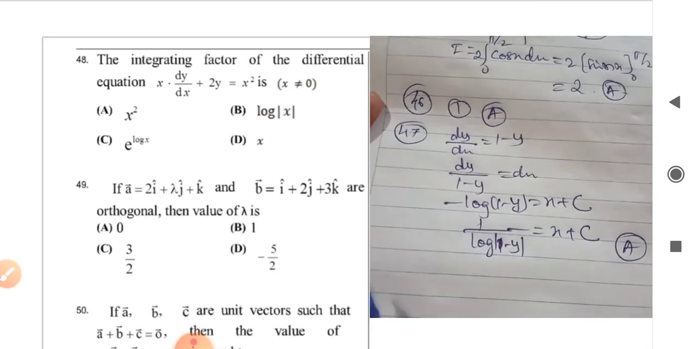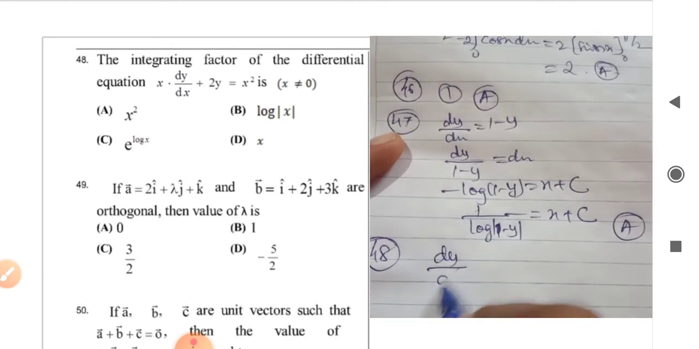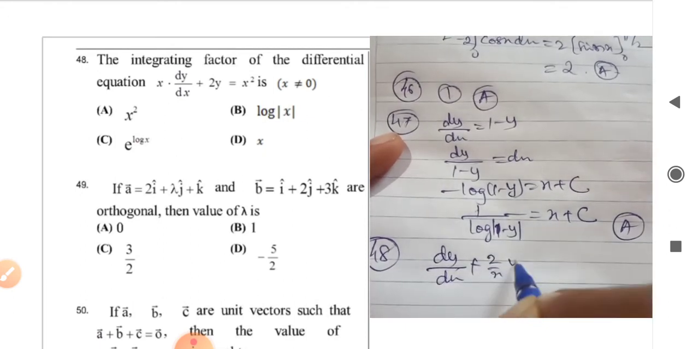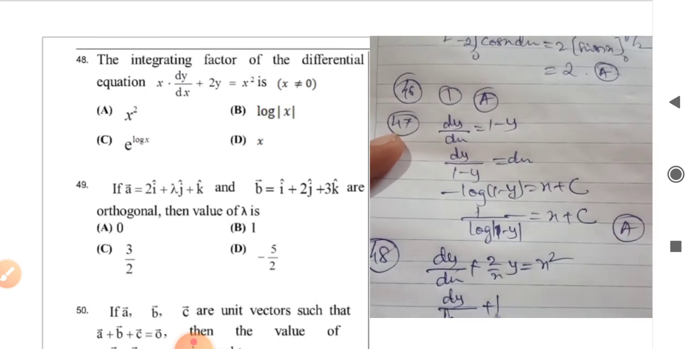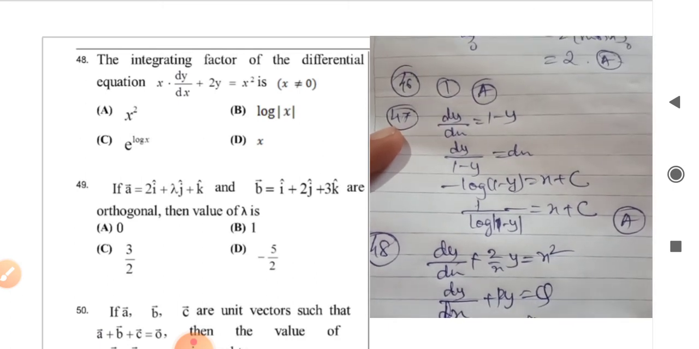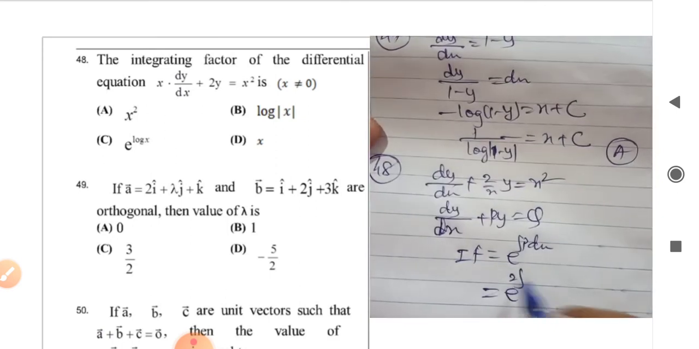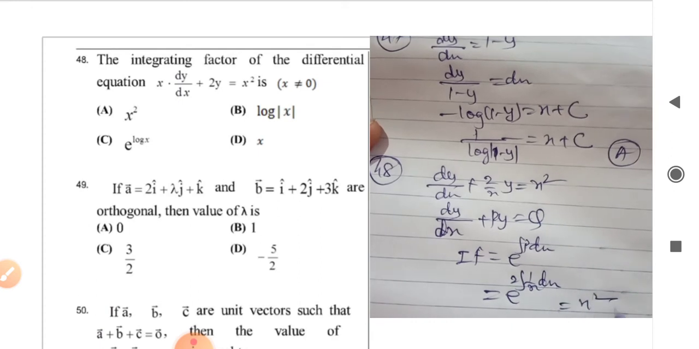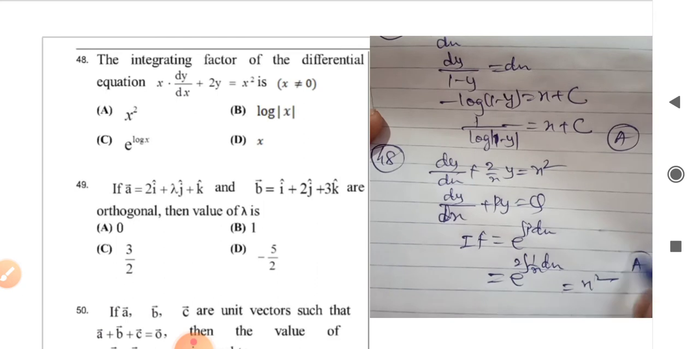So the 48th question, the integrating factor of this one. It's a very simple question they are asking here. Look at this. Simply divide throughout by x. What do you get? dy by dx plus 2 by x y equal to x square. So it looks like dy by dx plus py equal to q. Then the integrating factor will be IF equal to e raised to integration of P dx, correct. So this is nothing but e raised to integration of 2 by x, so therefore it is x square, because 2 times log x is nothing but log x square, e raised to log x square is x square. Hence option A is correct here, correct.